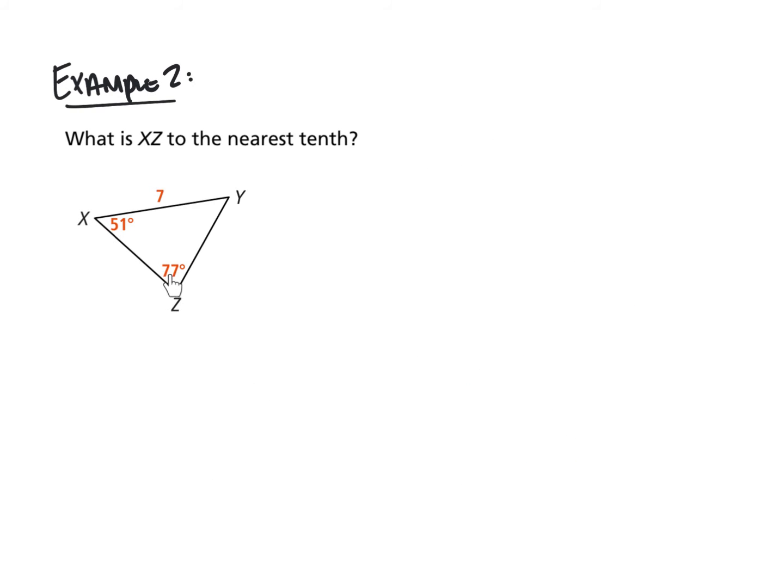Now in the second problem, we have the same triangle. It's the identical triangle, only now we're looking for this side right here, XZ. I'm going to write that this side over here was about 5.6. That's what we found in the last problem. And I'm going to rewrite that law of sines relationship for this picture.